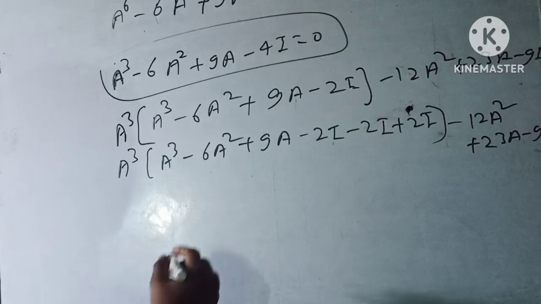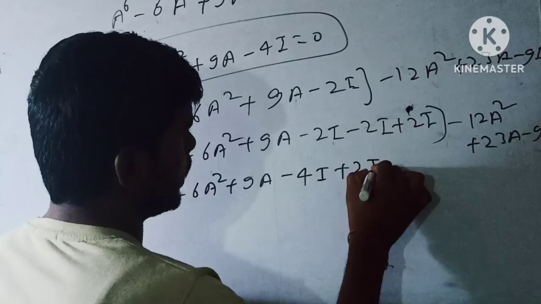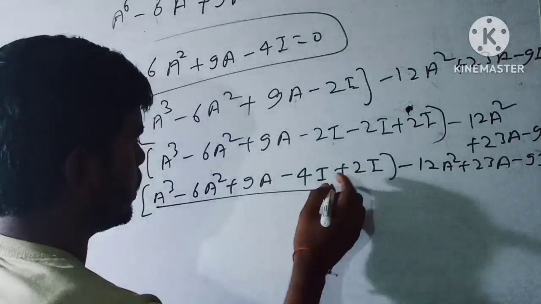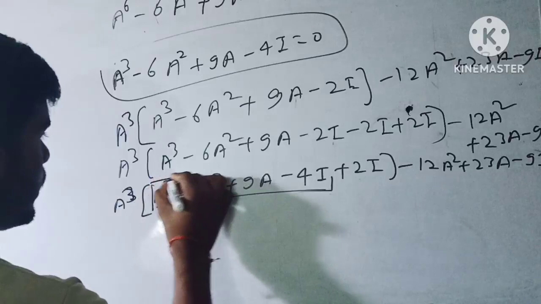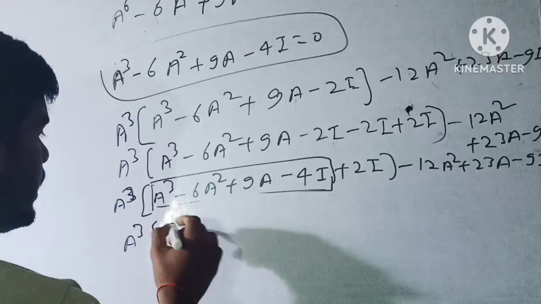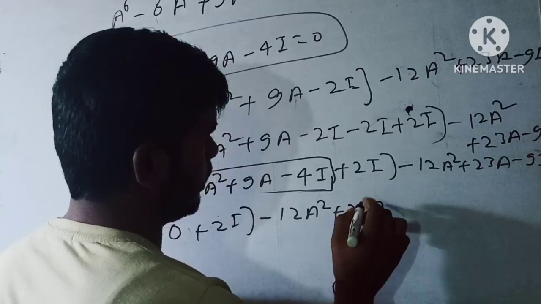So A cube minus 6 A square plus 9 A minus 4I, plus 2I minus 12 A square plus 23 A minus 9I. So this value is equal to 0, because the characteristic equation of the matrix is equal to 0. So due to this equation, this expression is equal to 0. So the remaining is plus 2I minus 12 A square plus 23 A minus 9I.